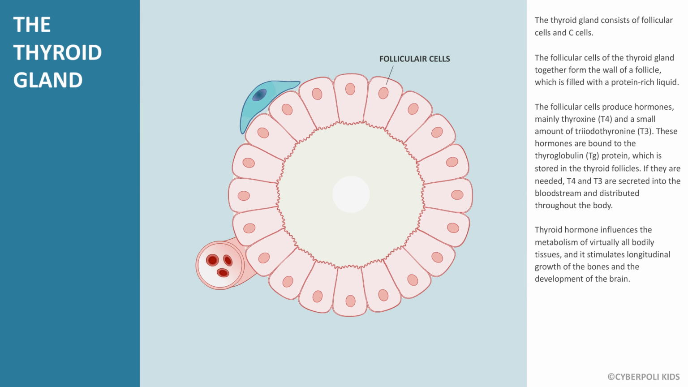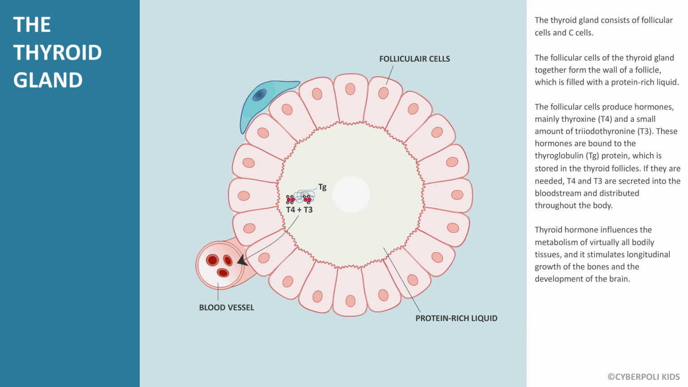The thyroid gland consists of follicular cells and C cells. The follicular cells of the thyroid gland together form the wall of a follicle, which is filled with a protein-rich liquid. The follicular cells produce hormones, mainly thyroxine T4, and a small amount of triiodothyronine, T3. These hormones are bound to the thyroglobulin, Tg protein, which is stored in the thyroid follicles. If they are needed, T4 and T3 are secreted into the bloodstream and distributed throughout the body.